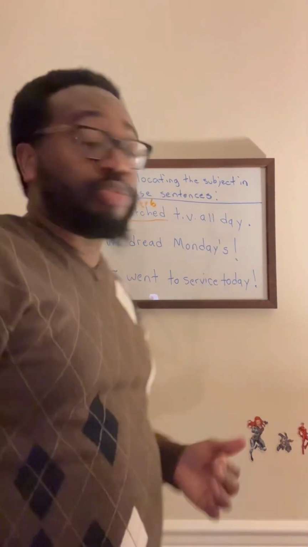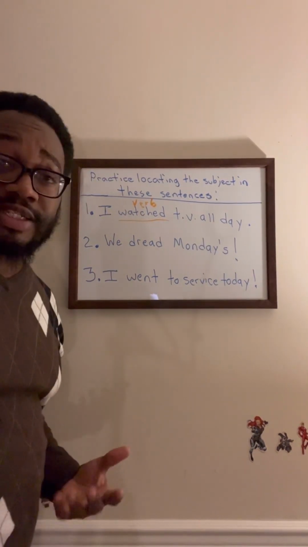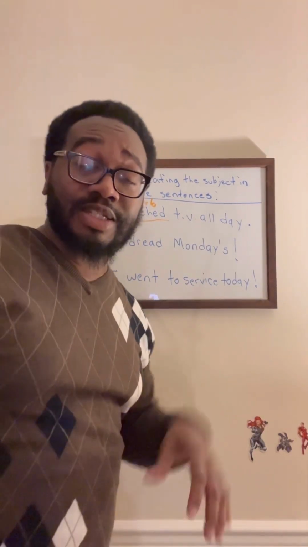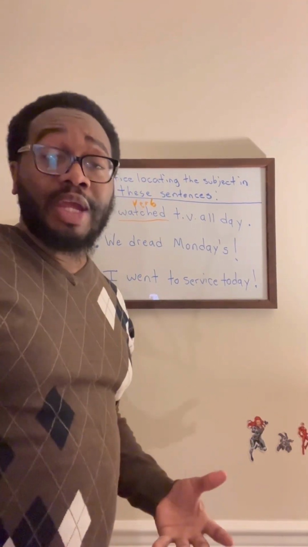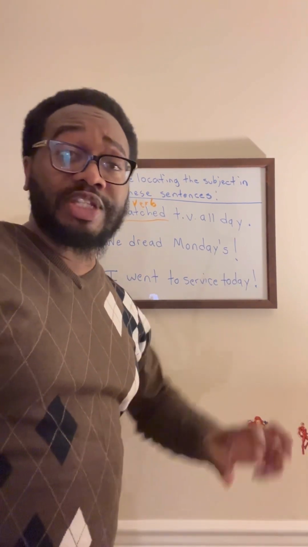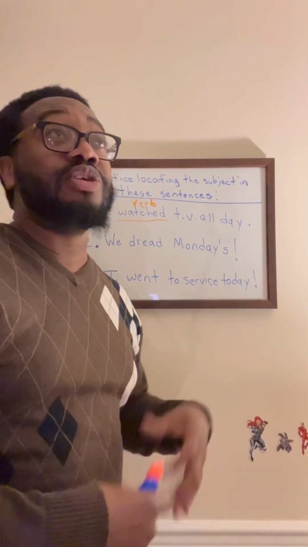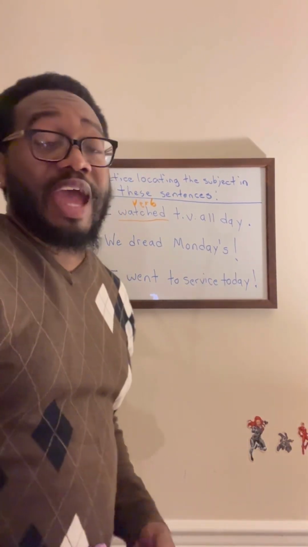All right, ladies and gentlemen, we are back. Now that we know how to locate the subject in a sentence, we know what a subject is. Remember, a subject is who or what is doing the verb. In order to find the subject, you have to find that verb, and the verb is the action word. The verb is the action done in a sentence. The verb requires action. Something has to be done.